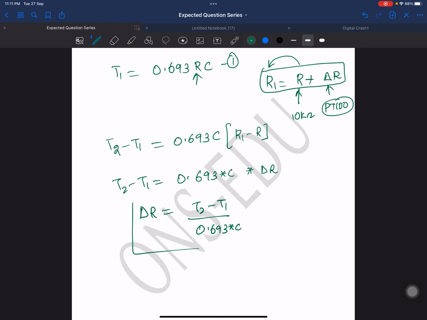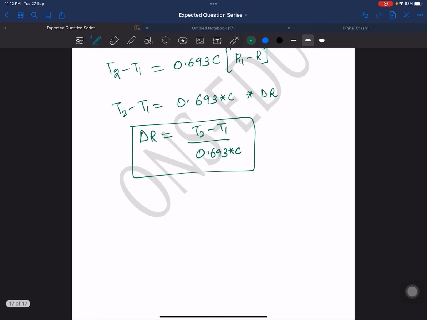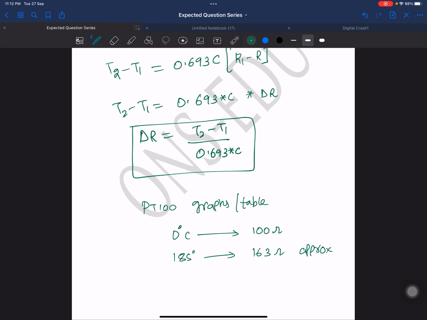ठीक है, so directly you are getting the resistance of the temperature sensor. Now there are tables available. PT100 का table available है, PT100 tables and graphs are available on the internet. So 0 degree centigrade it is 100 ohm, and for 185 degree centigrade it's 163 ohm approximately, ठीक है, and for 200 degree centigrade it is around 175 ohm. Like this, graphs are available for PT100. So if you know the resistance, you can get the temperature.